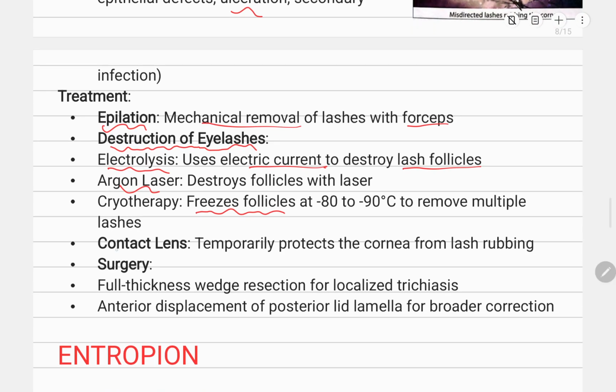The other is contact lens. Because these eyelashes are moving towards our eye, we can use a contact lens to protect our cornea. We can also go for surgery, in which there is full thickness wedge dissection of localized trichiasis. So we will dissect that part where the eyelashes are moving inward.